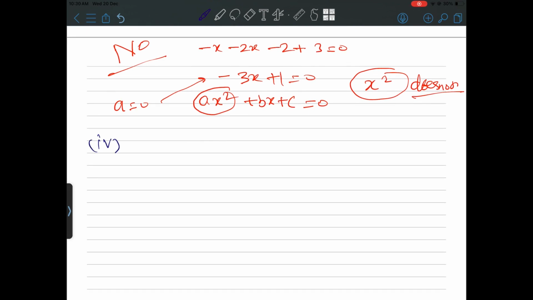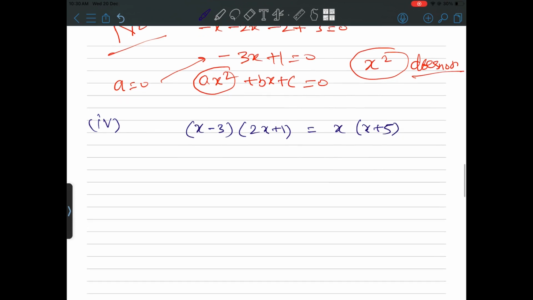So, part number 4 says x minus 3, then we have 2x plus 1 is equal to x into x plus 5. So all these questions, don't try to guess by seeing the equation. Always solve the last step, right?